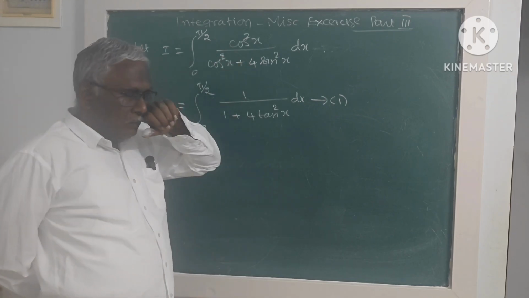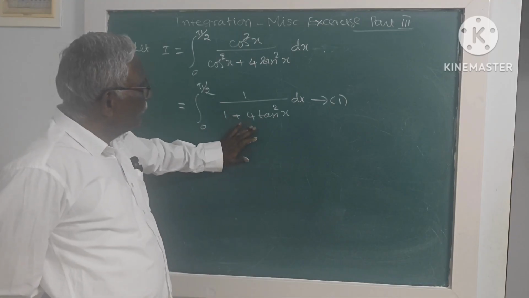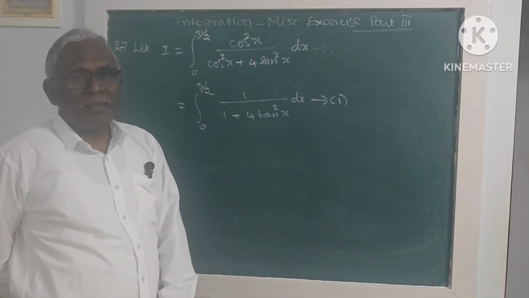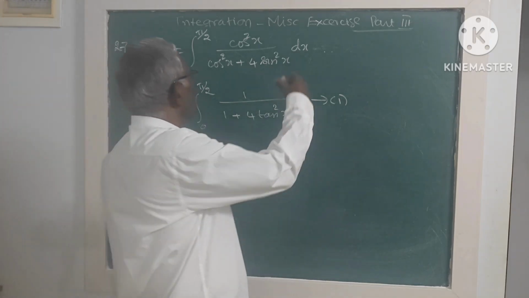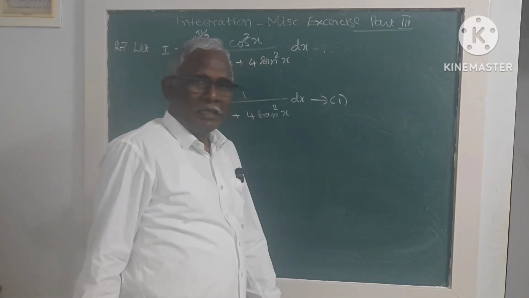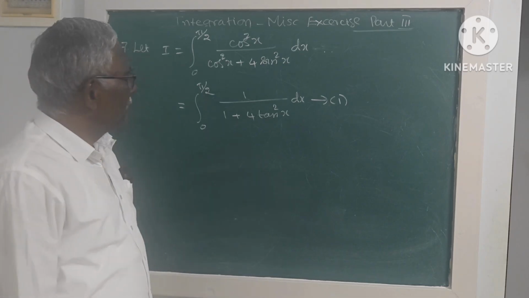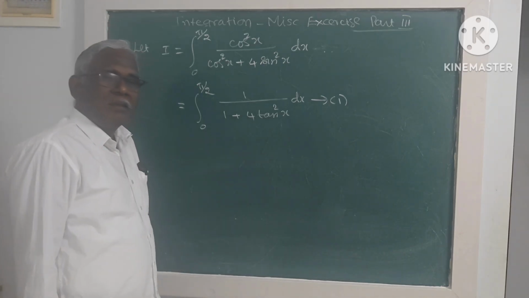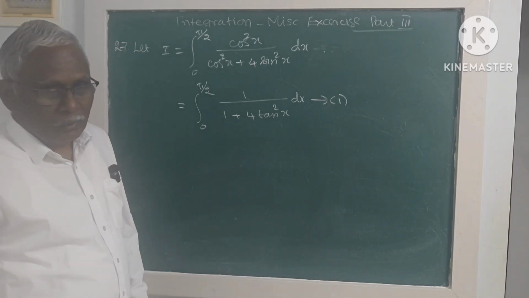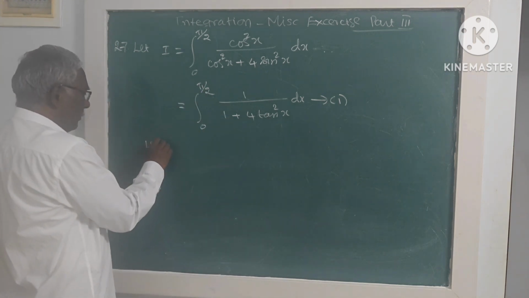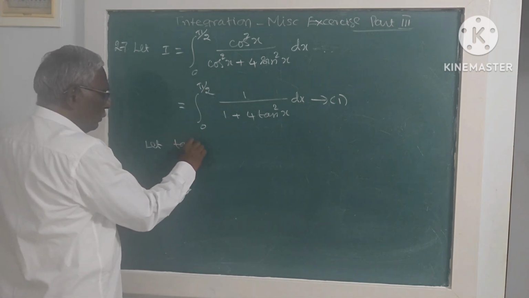So now what we have to do? Now we have to take tan x is y. When this type of problem comes, we have to take tan x is y, or y is tan x. In some cases, we can take y is tan x by 2 also. So now we have to take, let tan x is y.